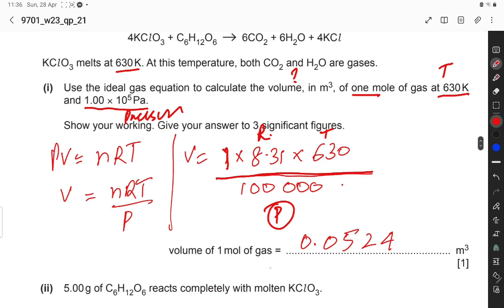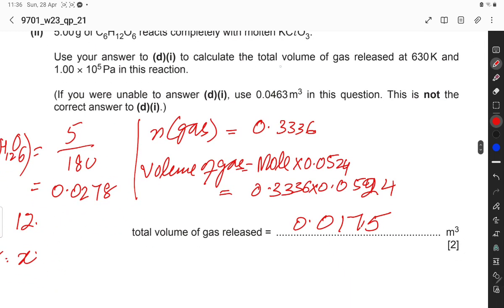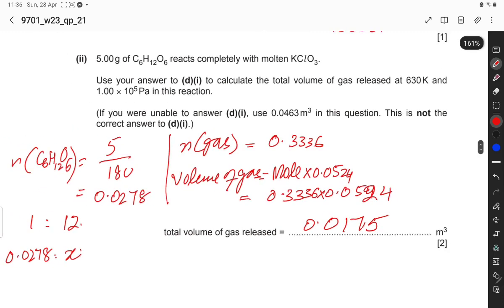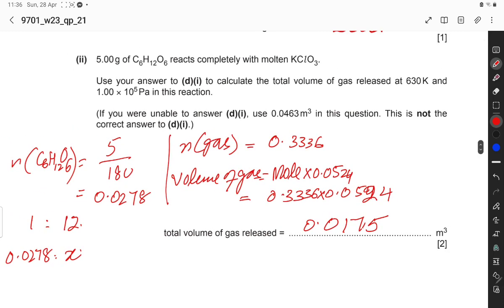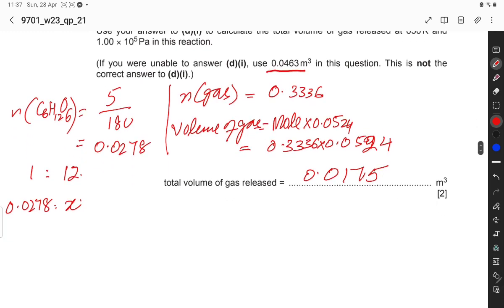So the volume of 1 mole of gas occupies 0.0524 meter cube. So this is 3 significant figures. So the answer should be in 3 significant figures. 5 gram of C6H12O6 reacts completely with molten KClO3. Use your answer to D1 to calculate the total volume of gas released at 630 Kelvin and 1 into 10 raised to 5 Pascal in this reaction. If you are unable to answer D1, use 0.046 meter cube in this question. This is not the correct answer. Go to D1.